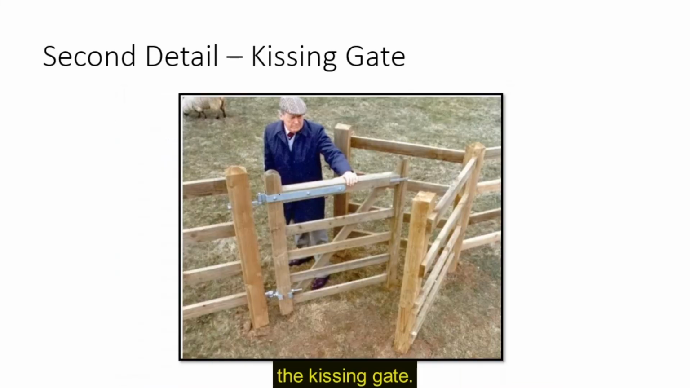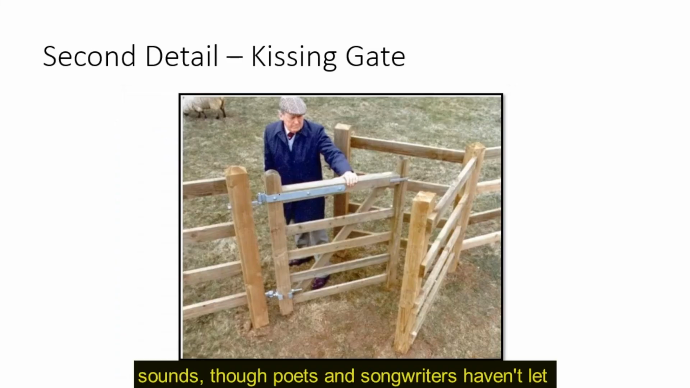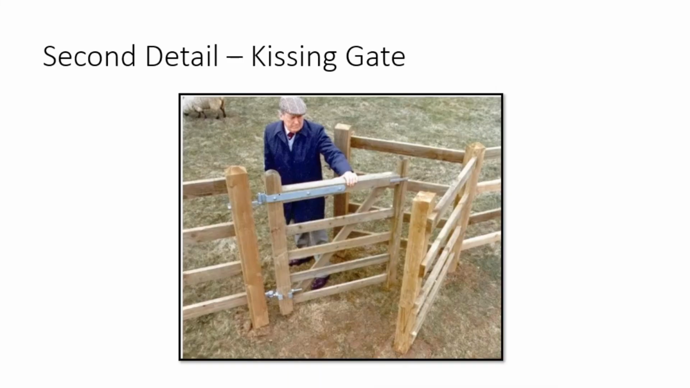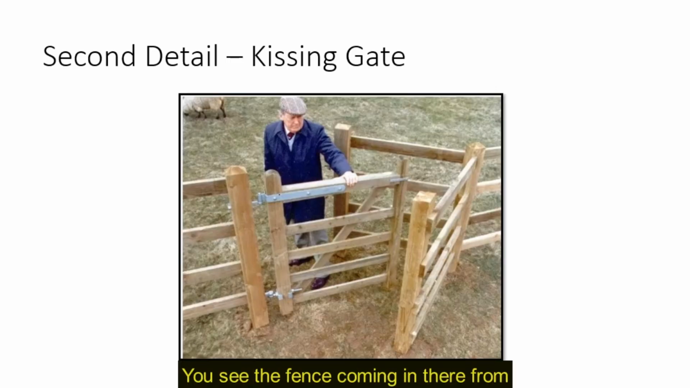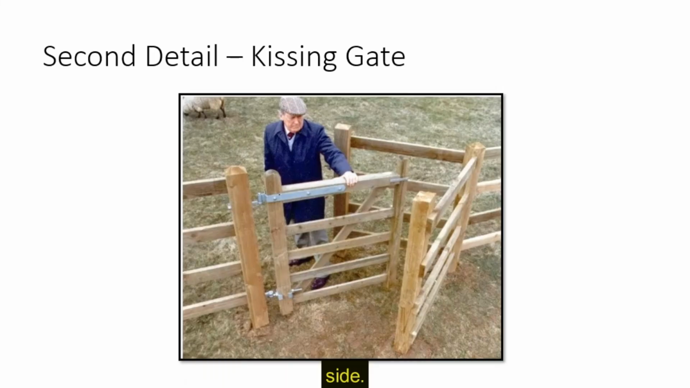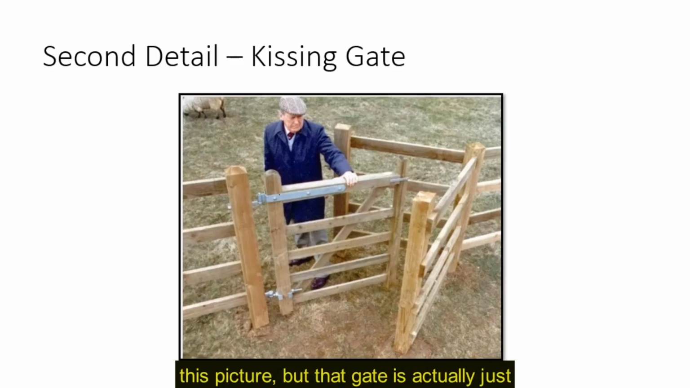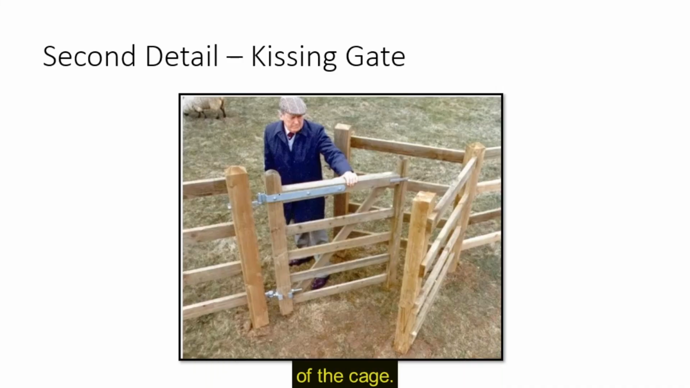Second thing I want to get to is the kissing gate. Now, it's not nearly as exciting as it sounds, though poets and songwriters haven't let that stop them. This is a kissing gate. It is a gate inside a fence. You see the fence coming in there from the right of that picture, and then it suddenly splits into two parts. That place where it splits is called the cage, and the gate is on the other side. You see the man holding it. Now, it's a little hard to tell from this picture, but that gate is actually just long enough that it hits at the edges of the cage.